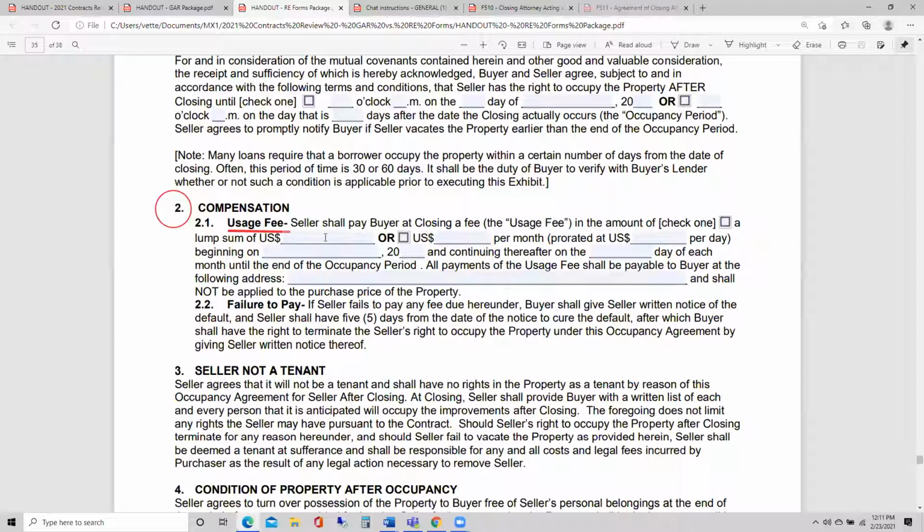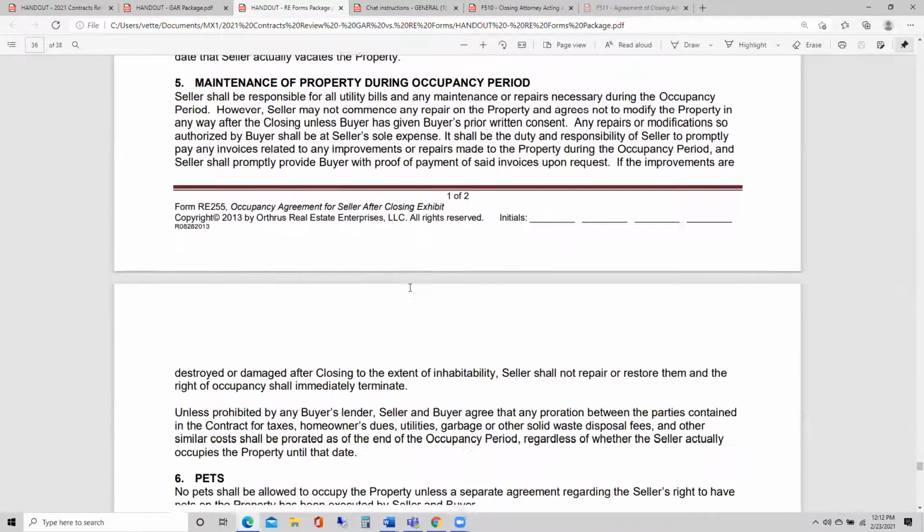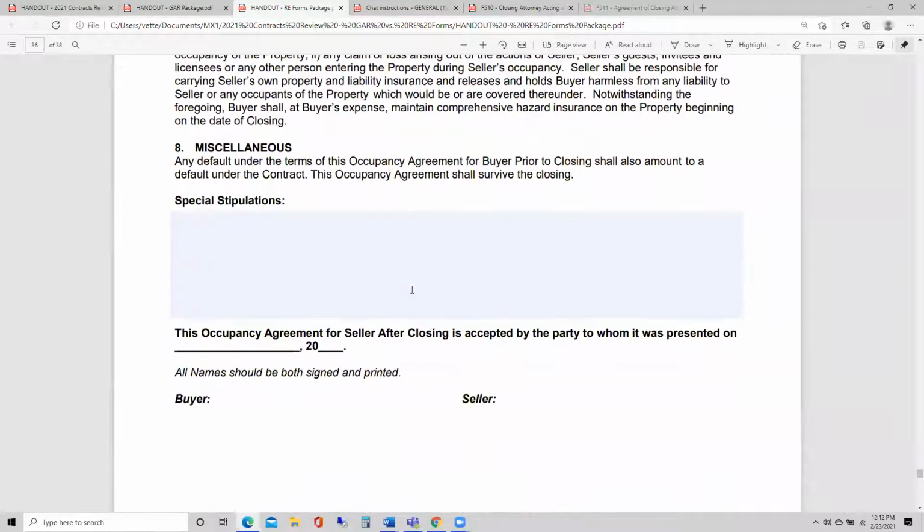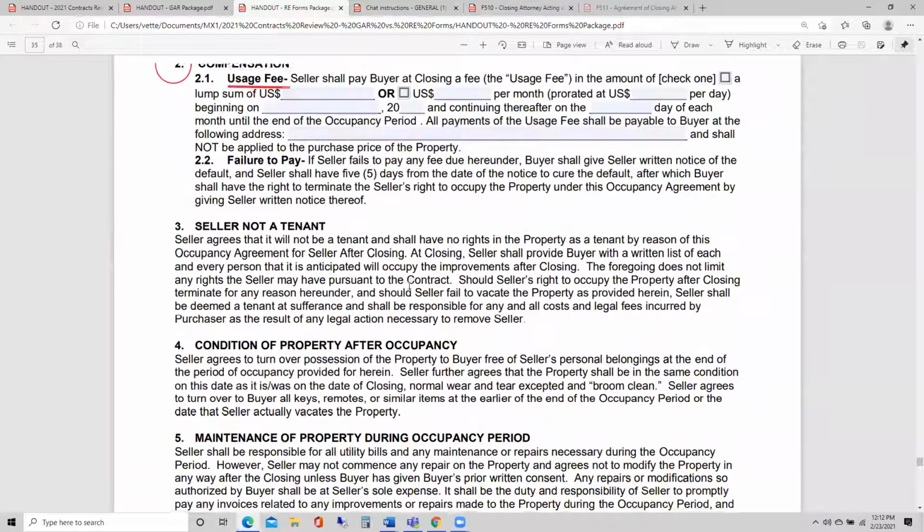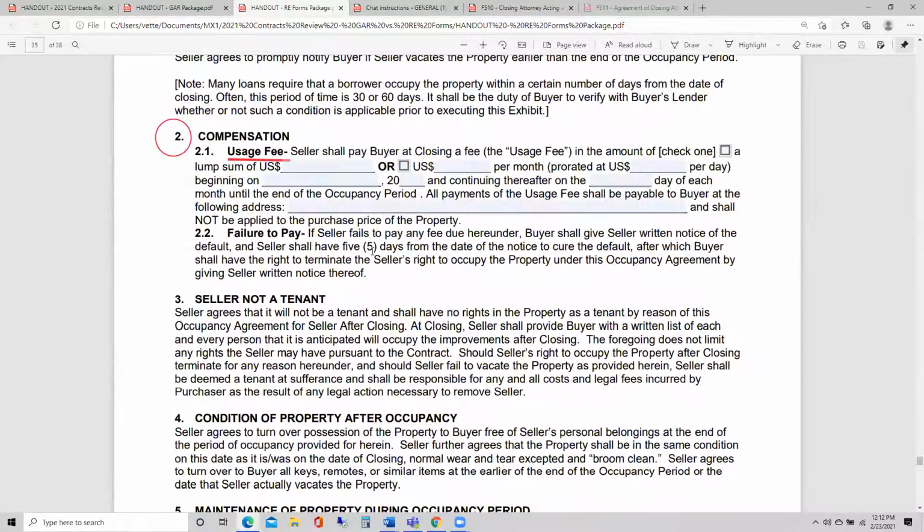I would do a blank sum, beginning on such and such date and continuing thereafter on the blank day of each month, if that's going to be a per month. All payments shall be payable to the buyer at the following address. Again, that's if it's not a lump sum. Now, it also has a, nope, doesn't have that. So this is great for a buyer.